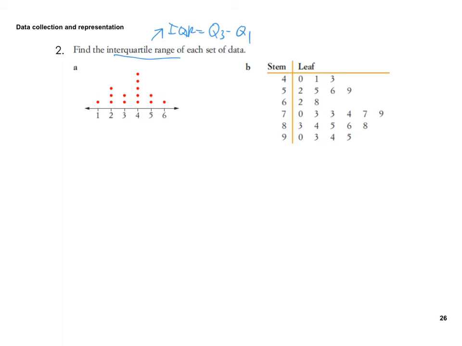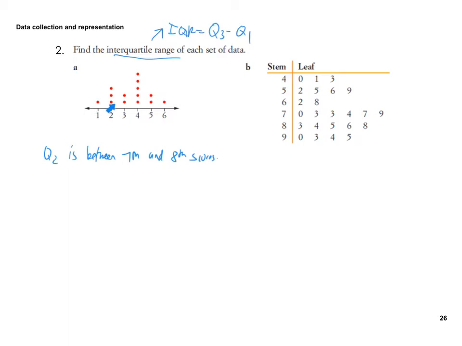Okay, part A. Let's see how many scores there are. 1, 2, 3, 4, 5, 6, 7, 8, 9, 10, 11, 12, 13, 14. There are 14 scores, which is even, which means 14 divided by 2 is 7. So the 7.5 score is my middle. So Q2 is between 7th and 8th scores. So let's count out my 7th and 8th scores.